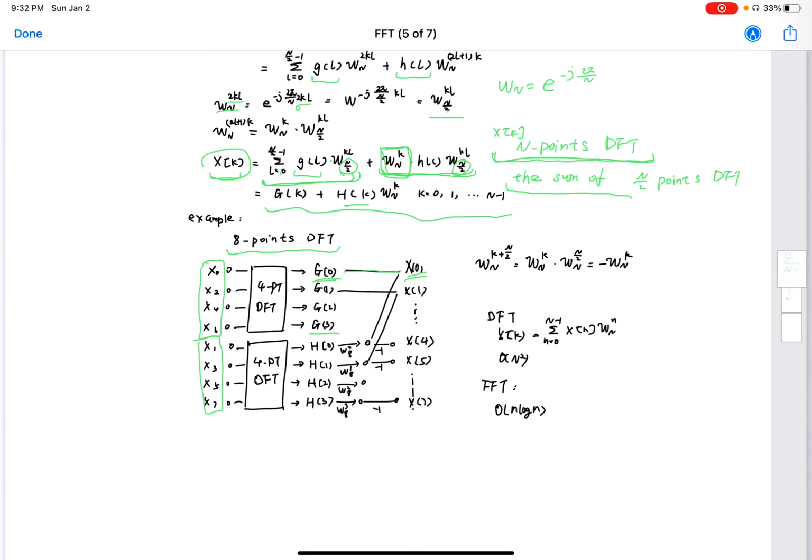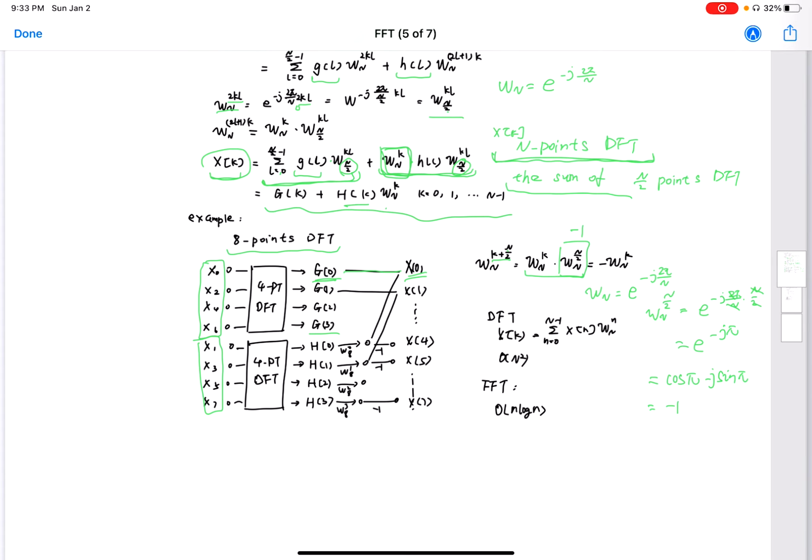omega N to the power of k plus N over 2 can be written like this, and because omega N to the power of N over 2 is actually -1, because omega N equals e to the minus j 2 pi over N, so omega N to the power of N over 2 is e to the minus j pi, which is cosine pi minus j times sine pi, and this is -1.